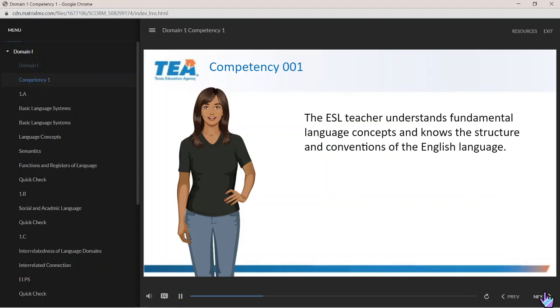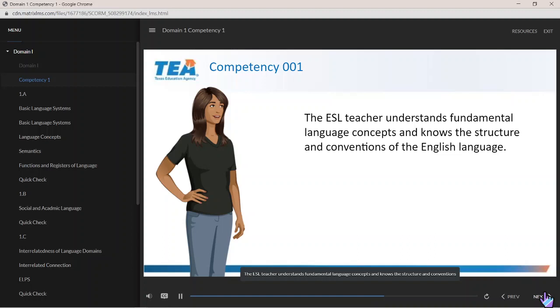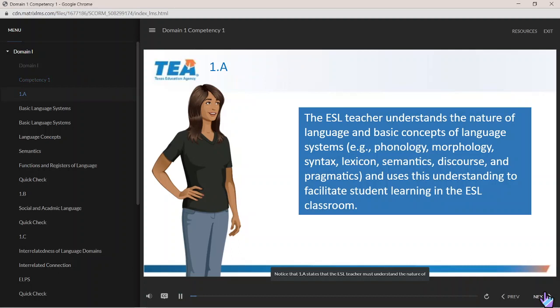Competency 1. The ESL teacher understands fundamental language concepts and knows the structure and conventions of the English language. Notice that 1.A states that the ESL teacher must understand the nature of language and basic concepts of language systems, such as phonology, morphology, syntax, lexicon, semantics, discourse, and pragmatics, and use this understanding to facilitate student learning in the ESL classroom.